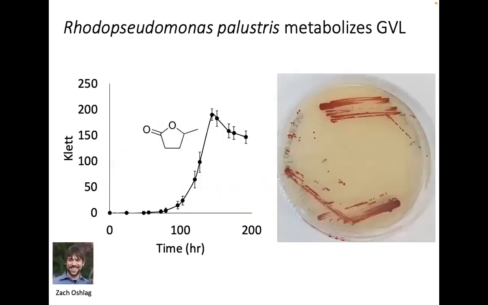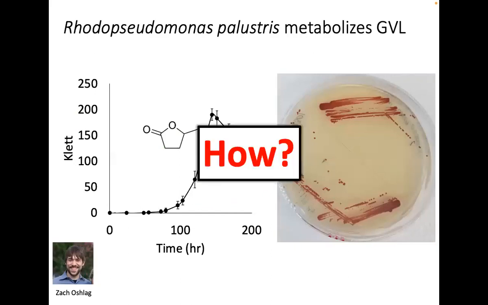A few years ago, a previous member of our lab, Zach Oshlag, found that this alpha proteobacterium called Rhodopseudomonas palustris can metabolize GVL as a sole carbon source. If we put GVL as the only food in its media, it'll grow a little slower than it normally does, but it still grows. We can make plates that have GVL as a sole carbon source, and we get colonies.